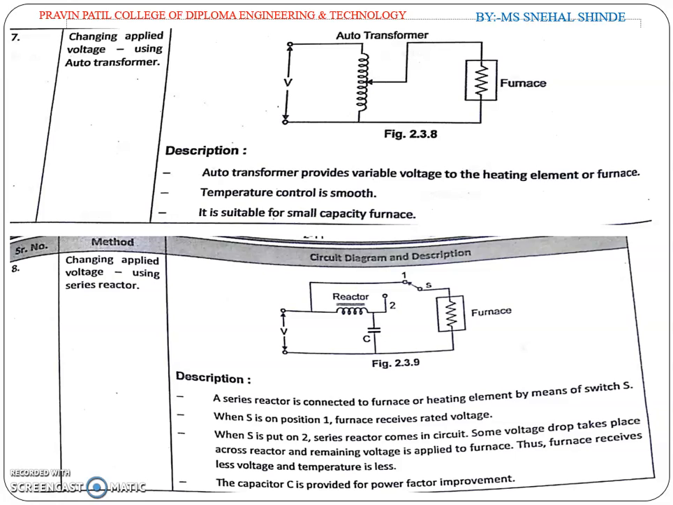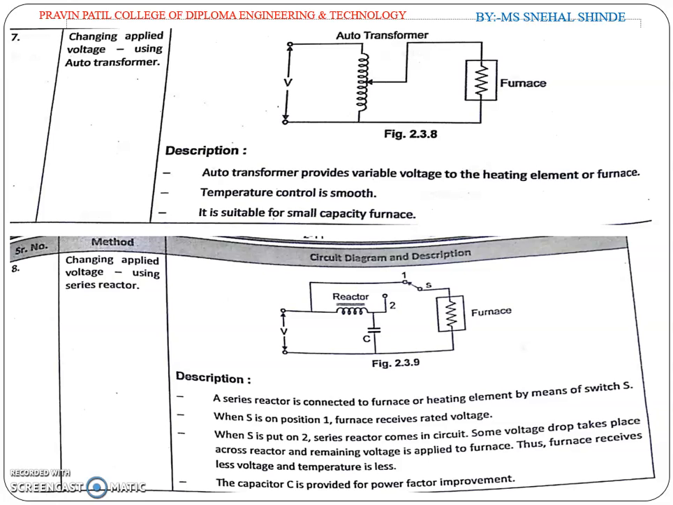Changing applied voltage using an auto transformer. The auto transformer provides variable voltage to the heating element of the furnace. Temperature control is smooth. It is suitable for a small capacity furnace.